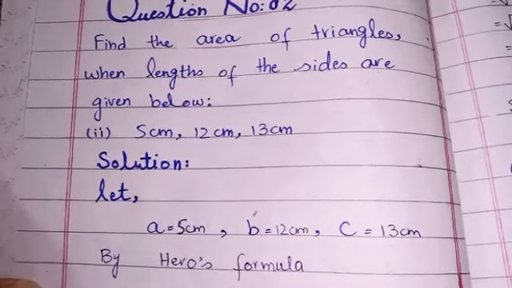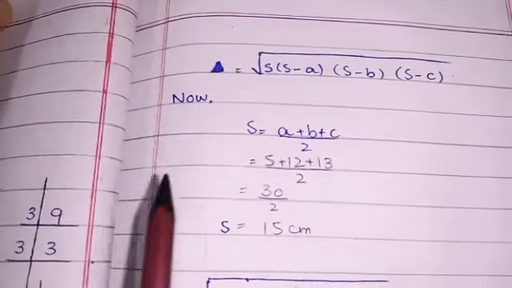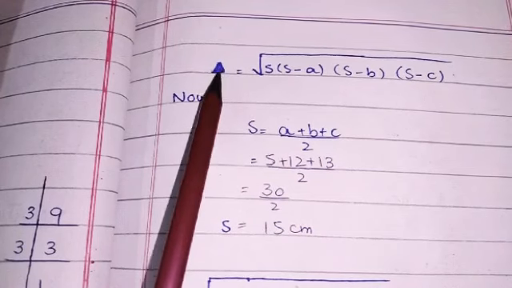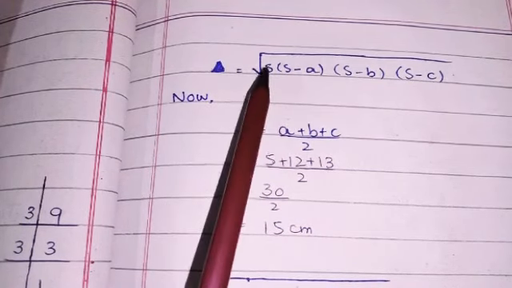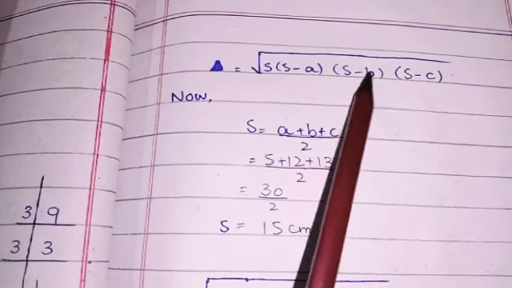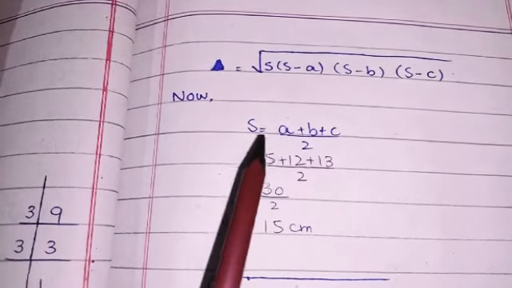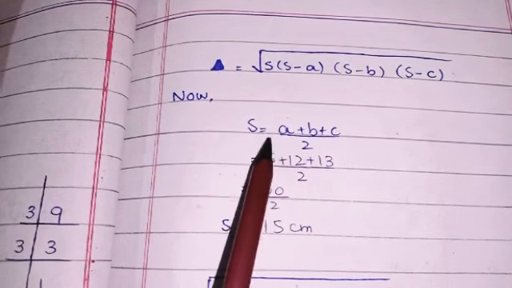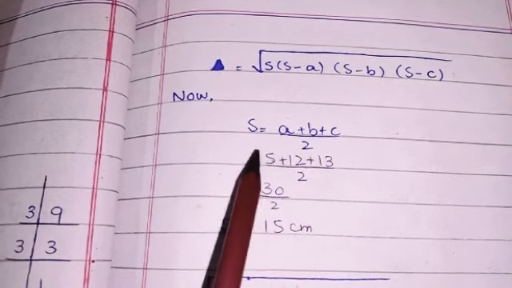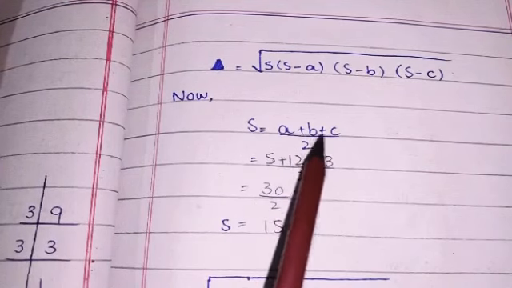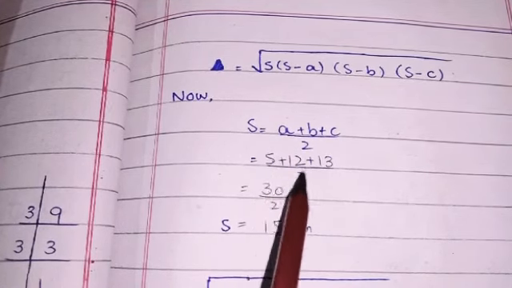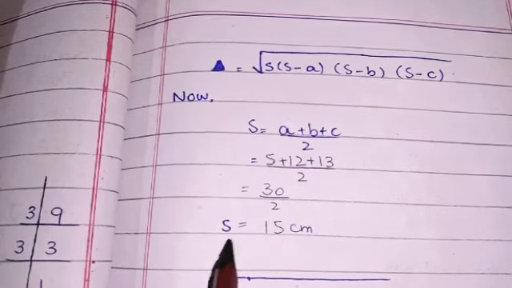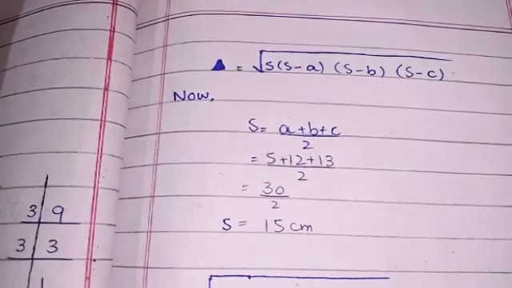Now students, by Hero's formula, you all know the Hero formula. First we will write the formula. Area of triangle ABC is equal to square root of S into S minus A into S minus B into S minus C. Firstly we will find out the value of S, so we will use the formula of S. S is equal to A plus B plus C over 2. We put the value of A, B and C. 5 plus 12 plus 13 over 2. Addition of 5, 12 and 13, we got 30 divided by 2. We got S is equal to 15 centimeter.